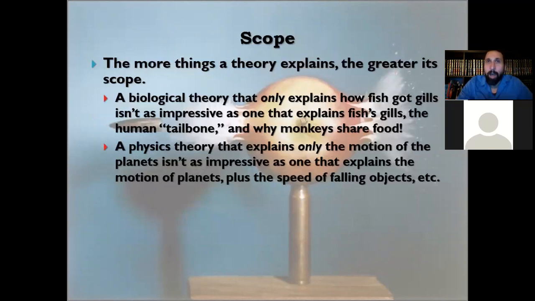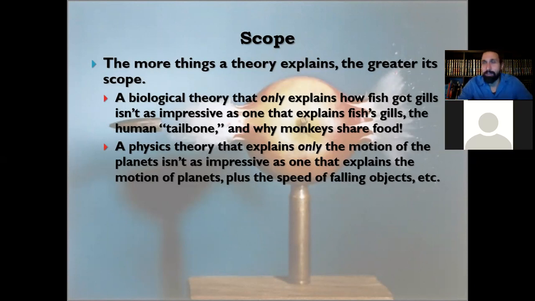Scope. A theory which explains more is better than a theory that explains less. So for instance, this is kind of a silly and trivial example, but suppose we would say theory of evolution and creationism are equal, but the theory of evolution can explain why human beings have a tailbone, and creationists cannot explain for the life of them why God would have given Adam and Eve a tailbone. There's no way to explain it. Evolutionary theory can explain it, so it seems to explain more. It accounts for more.